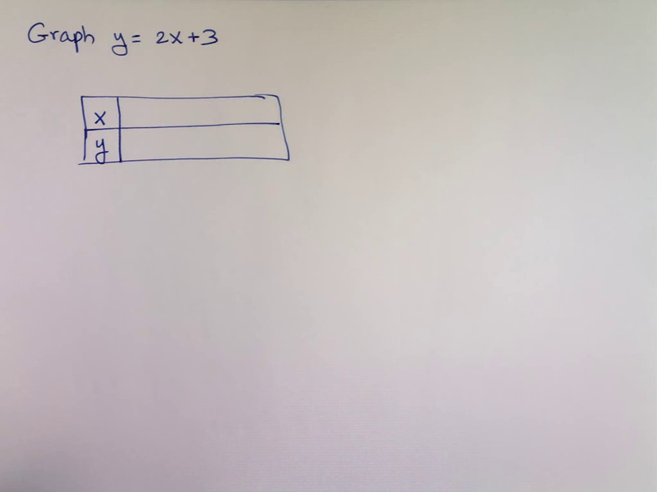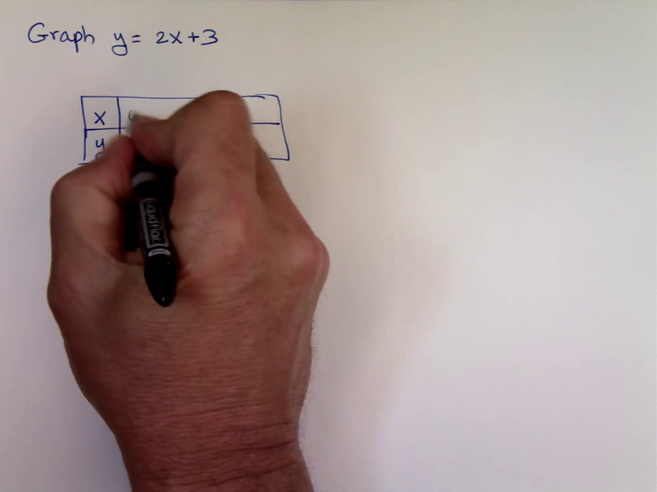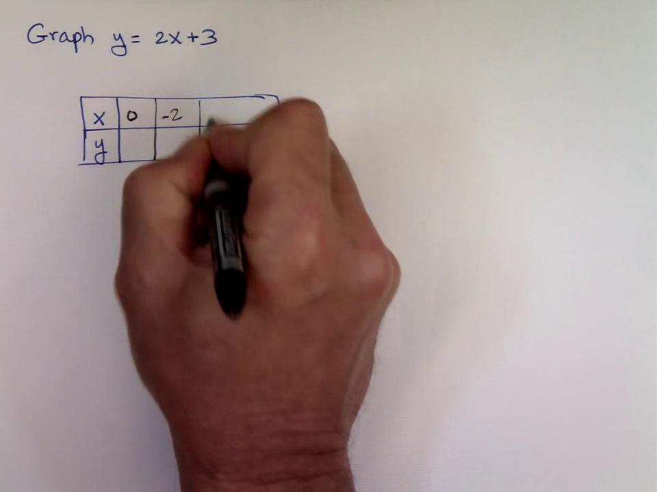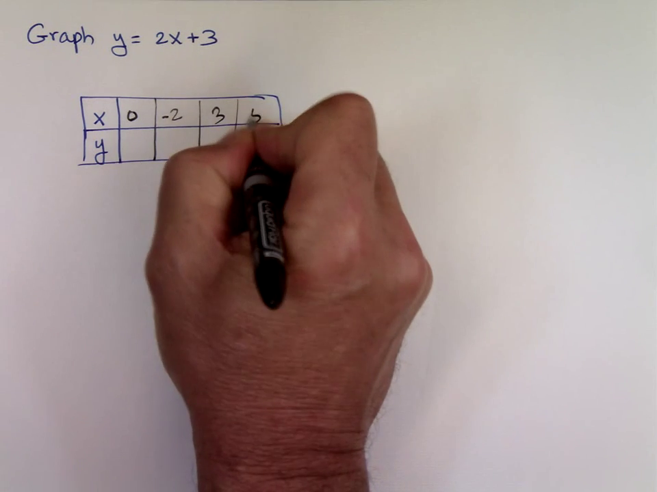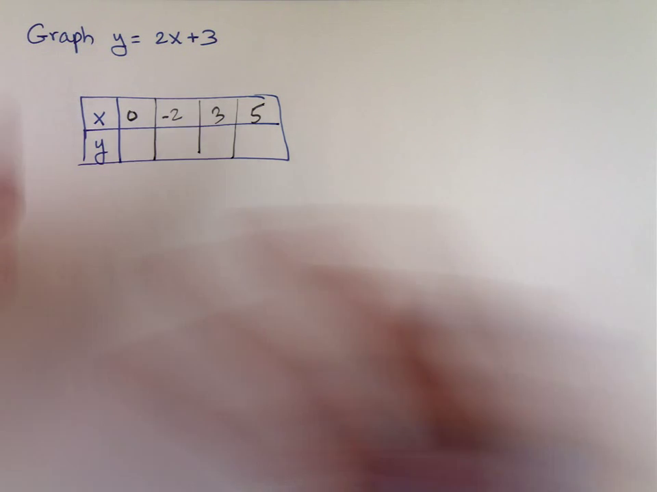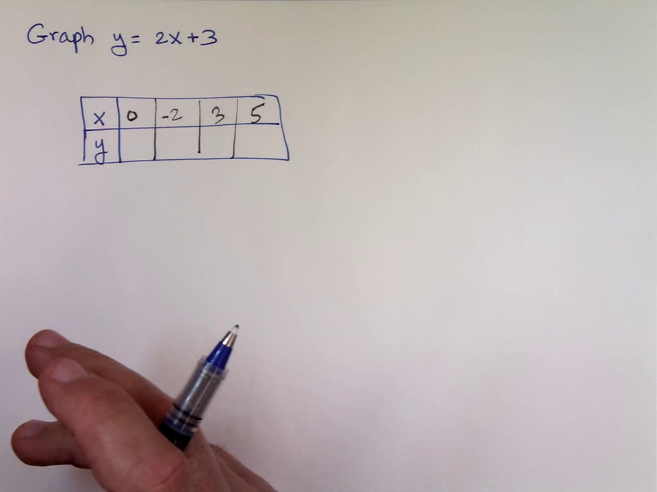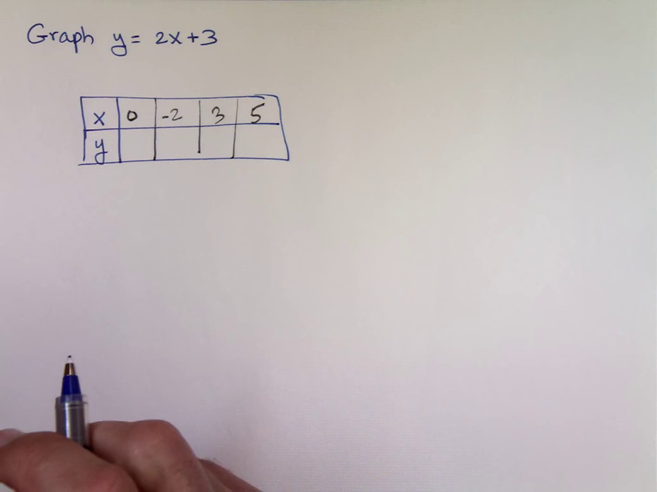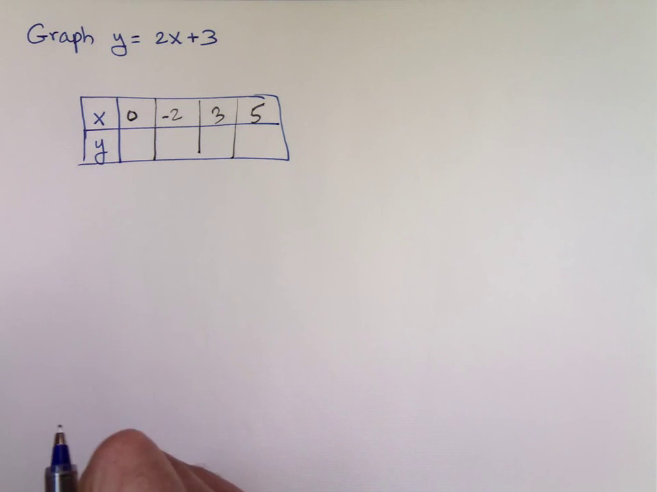So I might pick a 0, like you saw in that example we just did. A negative 2. A 3. A 5. I can pick any values I want to pick. Now that doesn't mean go crazy, start picking 2004, 1,397,000. You'll need a paper the size of Texas.